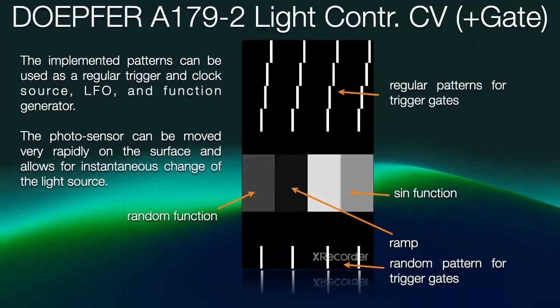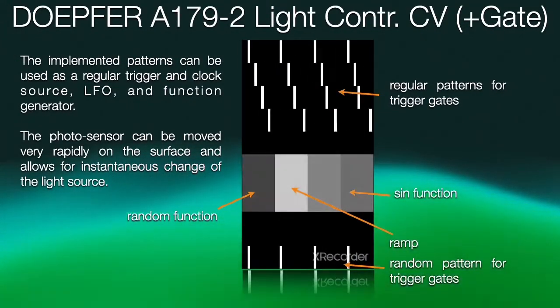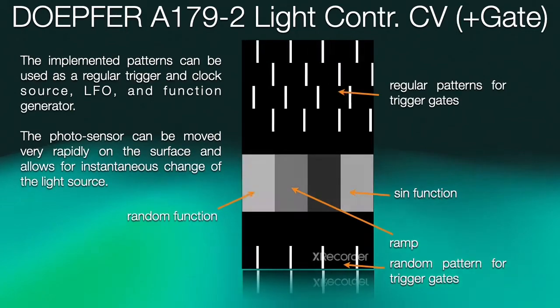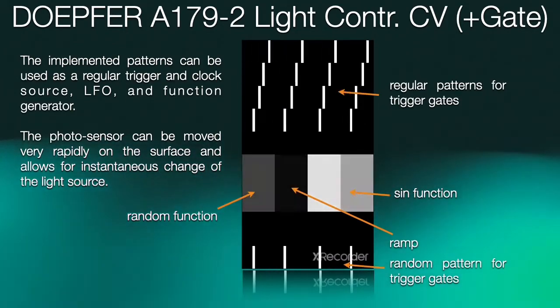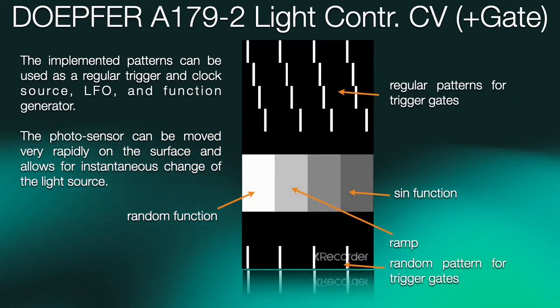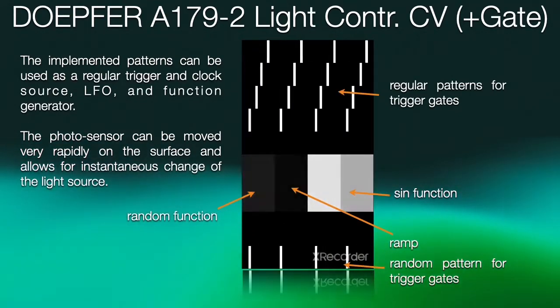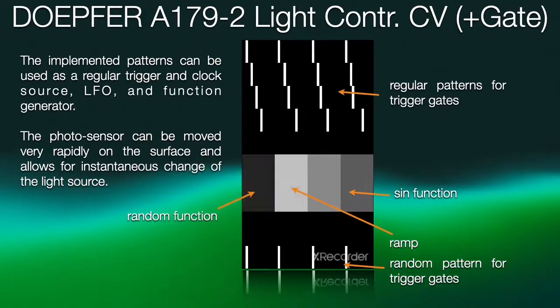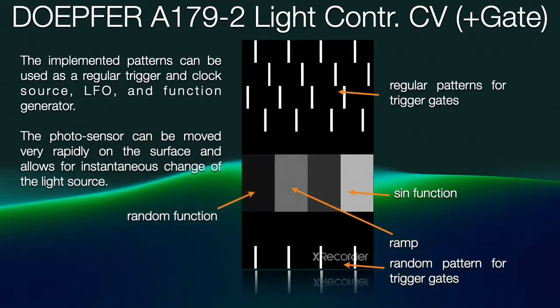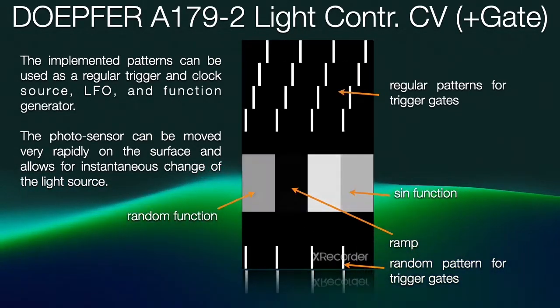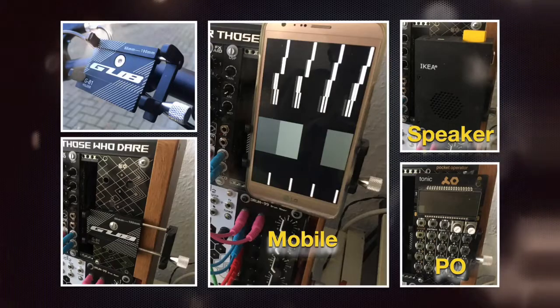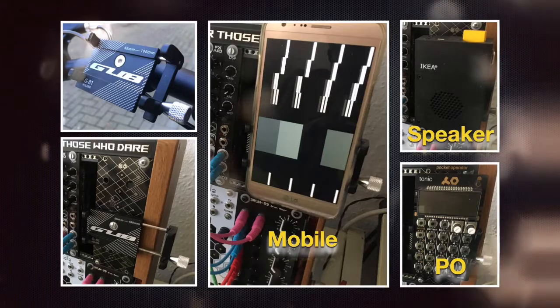The implemented patterns can be used as a regular trigger and clock source, LFO, and function generator. The photo sensor can be moved very rapidly on the surface and allows for instantaneous change of the light source. In summary, very expressive sounds can be obtained using the A-179 light sensor module and the mobile phone light source. The latter one can be mounted very simply in a Eurorack using a combination of a blank panel and a mobile phone holder.